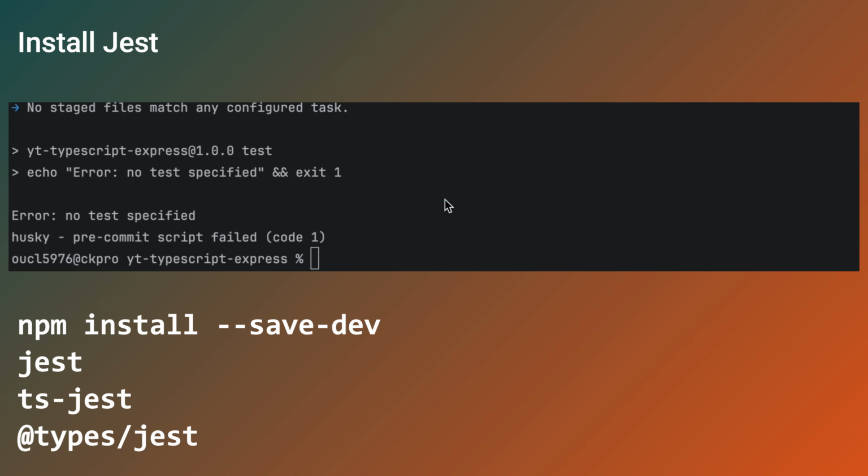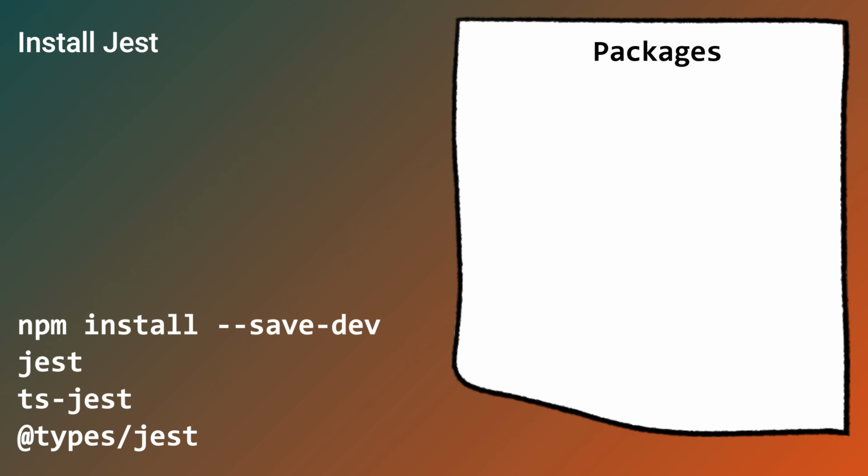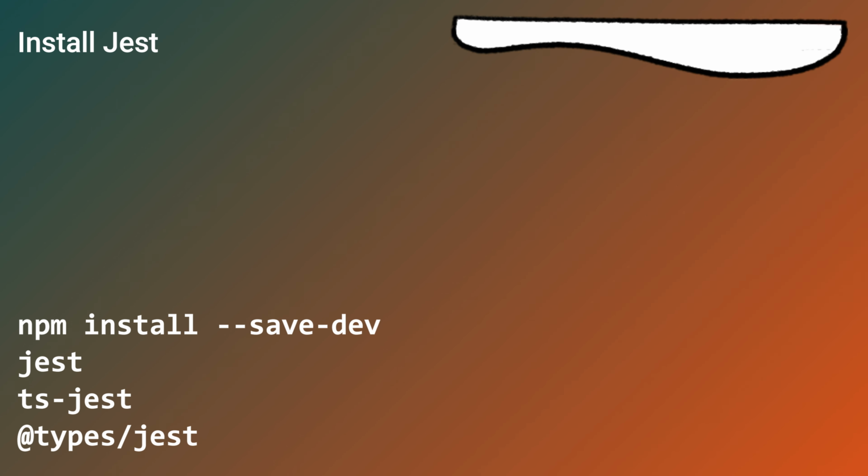To fix this, we're going to add Jest to the project. The three packages we need to install are Jest, the testing framework, ts-jest, which is a Jest transformer that enables you to run TypeScript code directly in Jest without pre-compiling it, and @types/jest, which is the TypeScript type definitions for Jest, providing auto-completion and type checking in your tests.